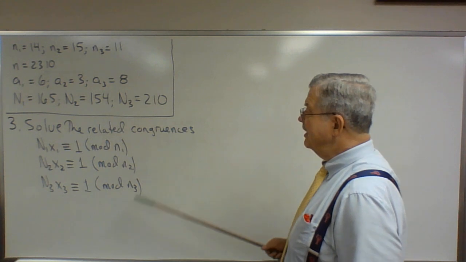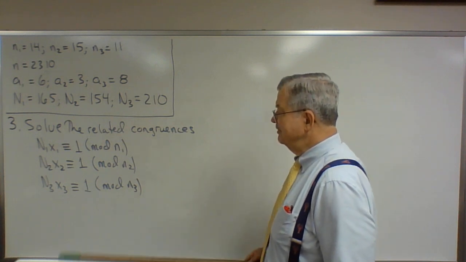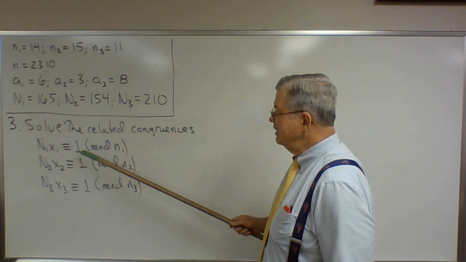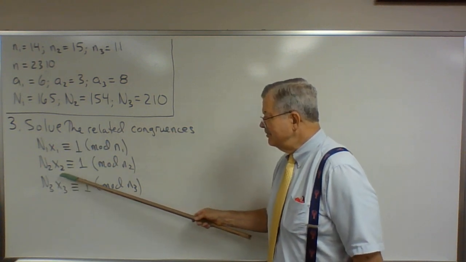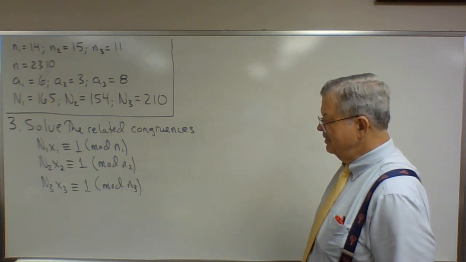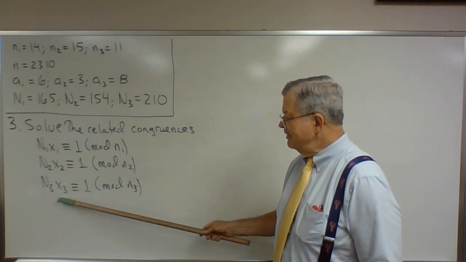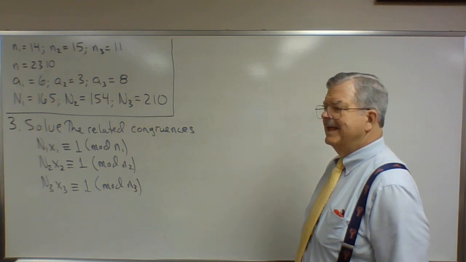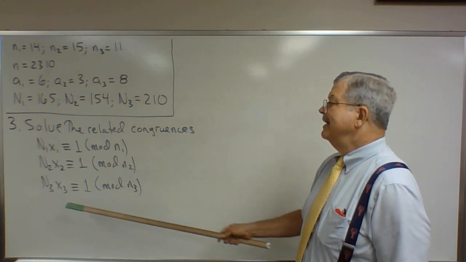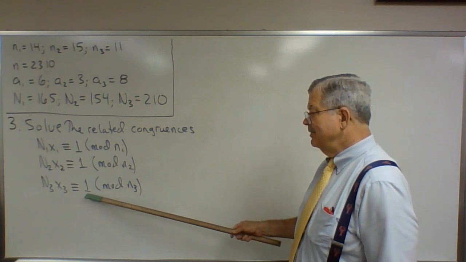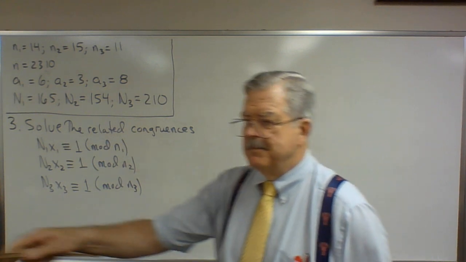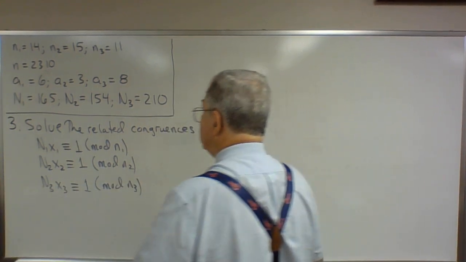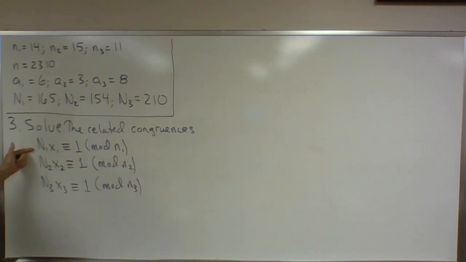Our next step, solve these related congruences. Capital N sub 1, x of 1 is congruent to 1 mod n sub 1. Capital N sub 2, x of 2 is congruent to 1 mod n sub 2. Capital N sub 3, x of 3 congruent to 1 mod n sub 3. Let's get cracking on the first one. Capital N sub 1, x of 1 congruent to 1 mod n sub 1.